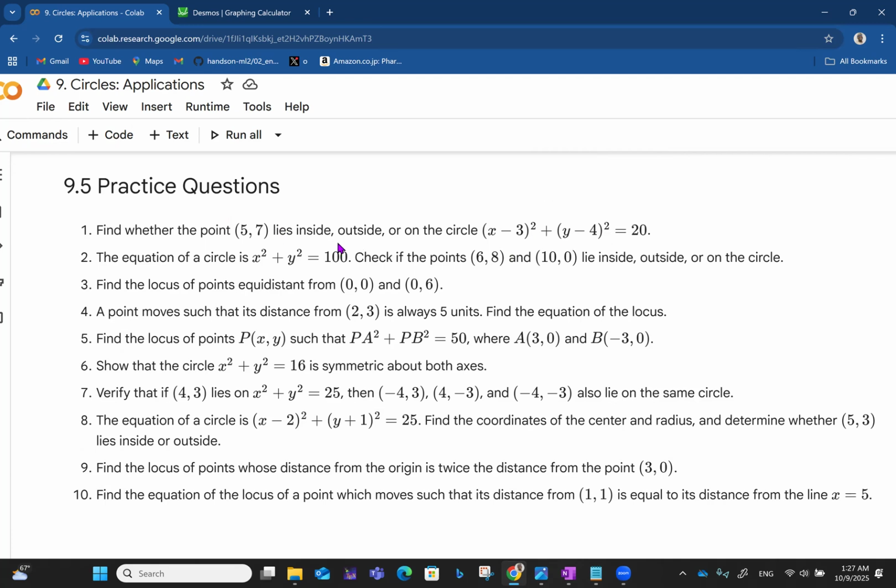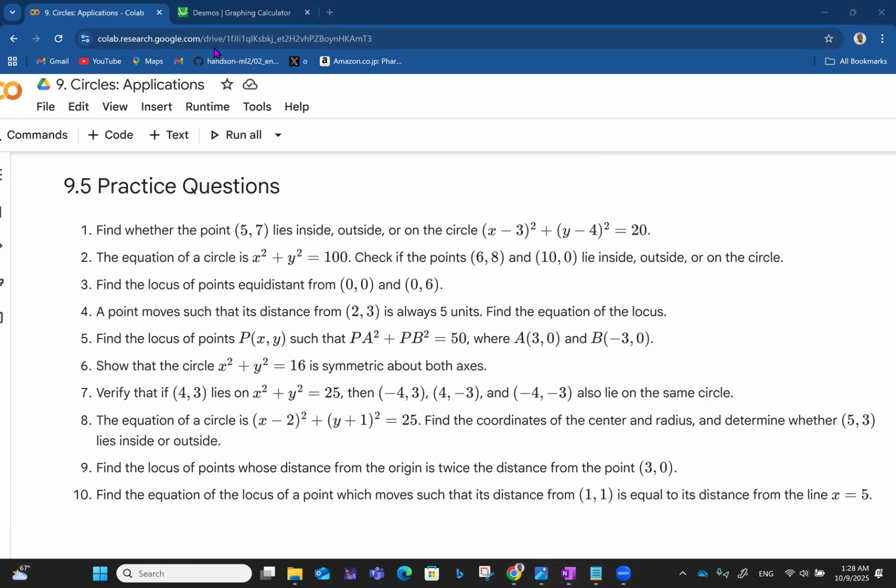So the distance between these two is the square root of: 5 minus 3 is 2, squared, that's 4. Then 7 minus 4 is 3, squared, that's 9. So 4 plus 9 is 13. So root 13 is 3 point something, while the radius of the circle, square root of 20, is 4 point something. So that means that (5, 7) lies within that circle.